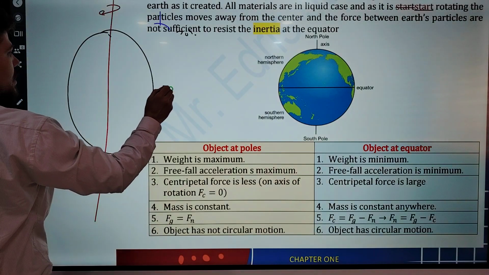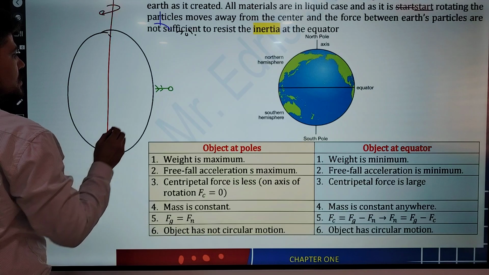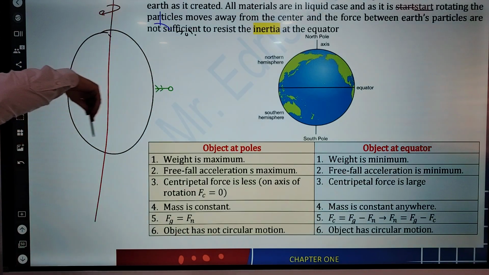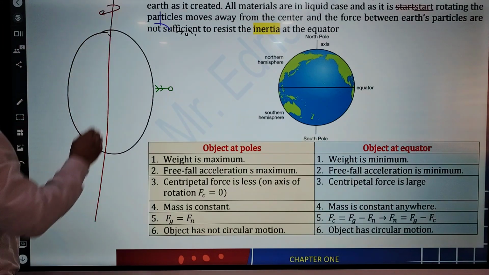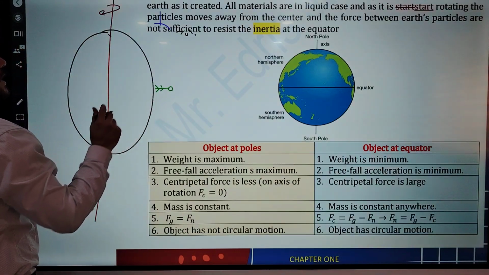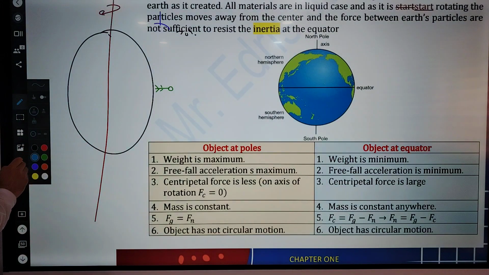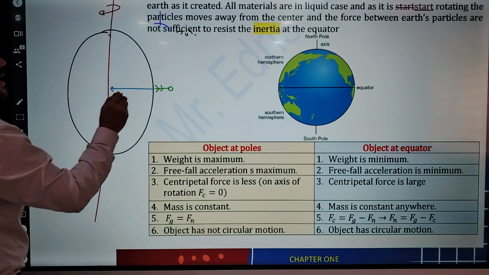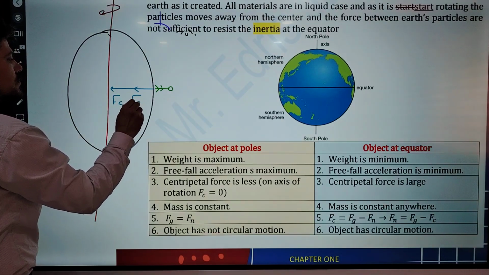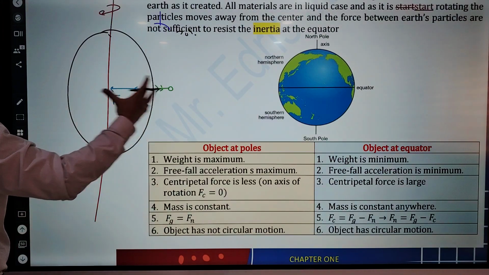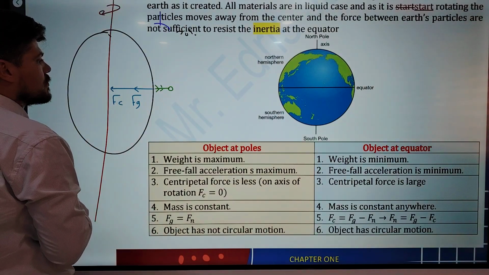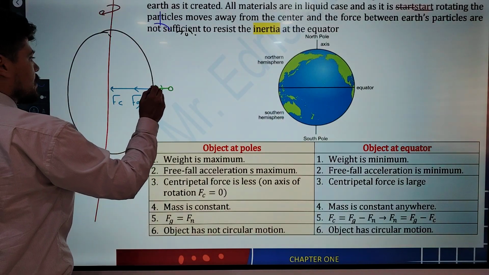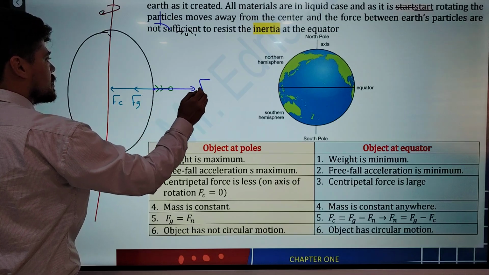For someone who is standing here, for example, where is the gravitational force? When the Earth is rotating, this person is also moving in a circular path around the axis of rotation. So this person has a centripetal force, which is directed toward the center, and also has a gravitational force, because gravity pulls everything toward the center of the Earth. So in that case, the normal force is in the opposite direction of the centripetal force.